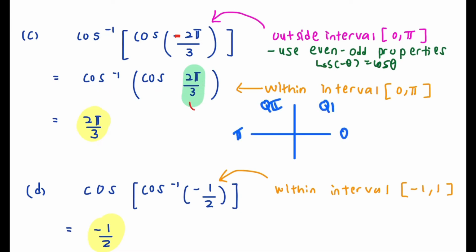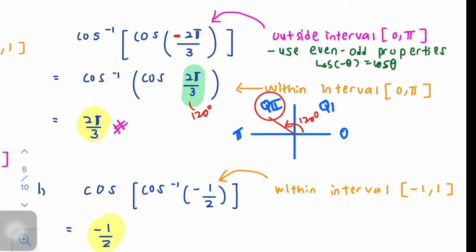This is now within the interval. This is 120 degrees. So 120 degrees is here, inside the second quadrant. So we can accept this answer, 2 pi over 3. This is within our domain. Therefore, our answer here is just 2 pi over 3.